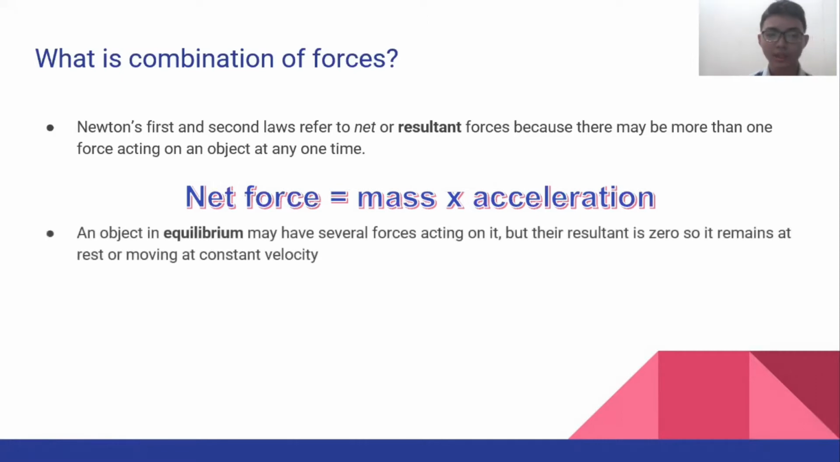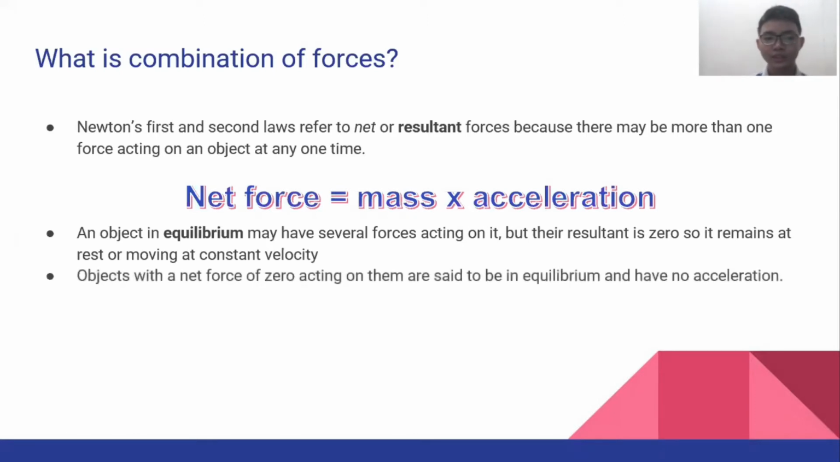And an object in equilibrium may have several forces acting on it, but the resultant is zero. So it remains at rest or maybe just moving at constant velocity. Objects with a net force of zero acting on them are said to be in equilibrium and have no acceleration.